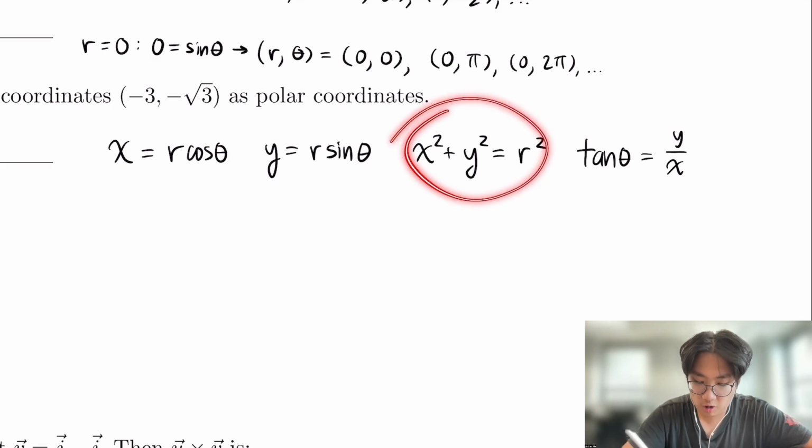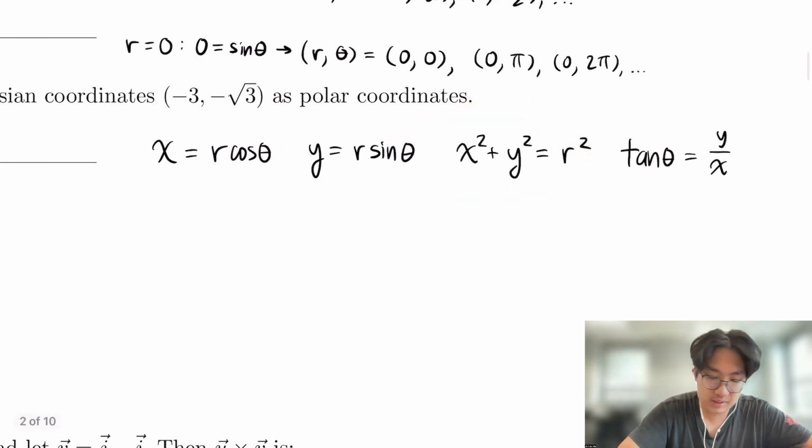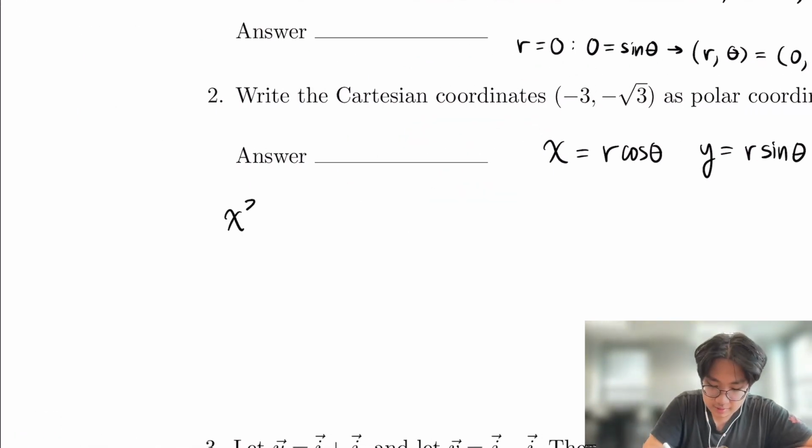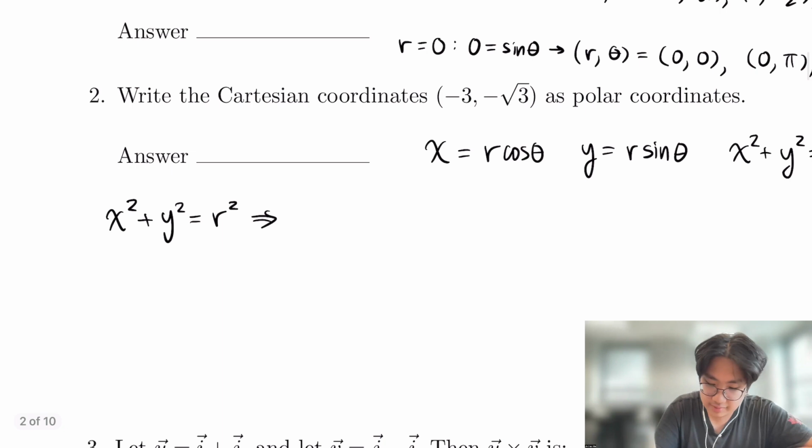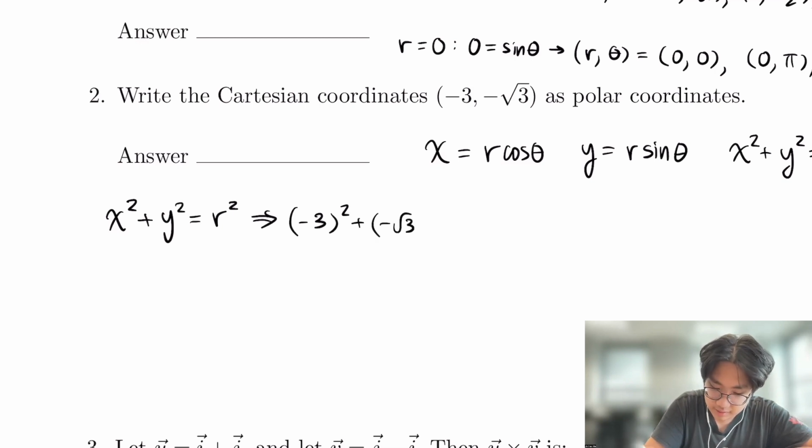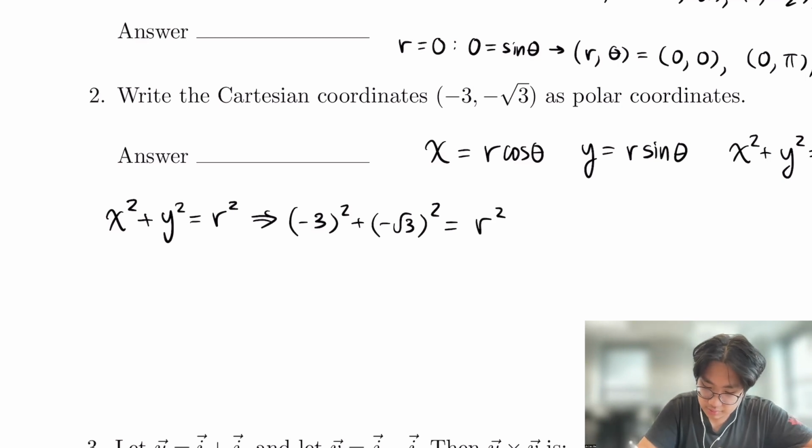But obviously for r, you're going to need to use this one first, so we'll do that first. Again, I'll rewrite it here. So you have x squared plus y squared is equal to r squared. Plugging in the values, you again know that x is -3, y is -√3. So you have (-3) squared plus (-√3) squared, which is equal to r squared.